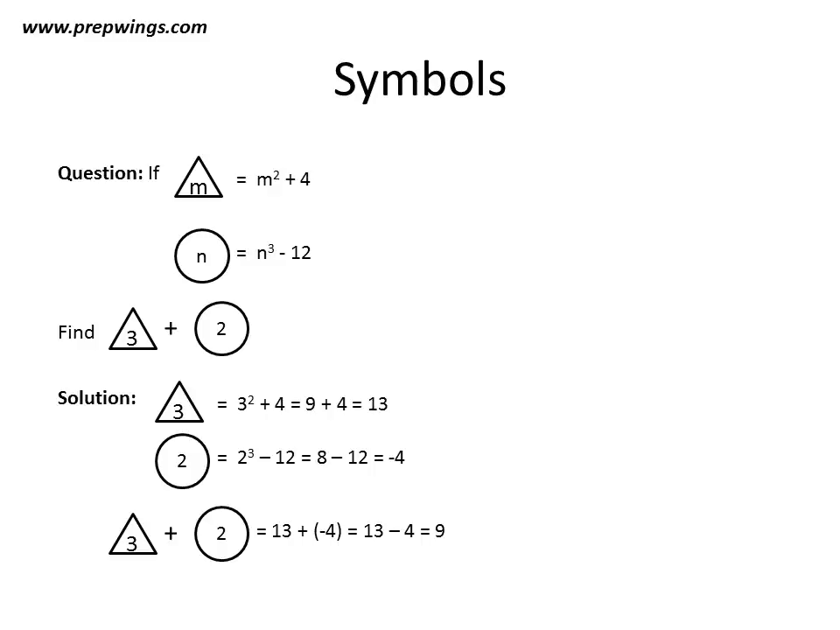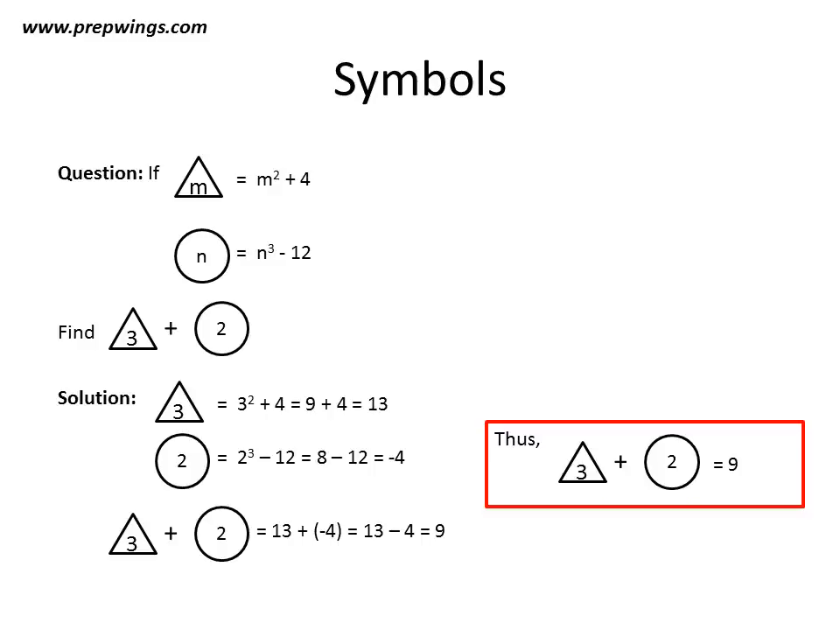Similarly, 2 inside the circle will be 2 cube minus 12, because n inside the circle is n cube minus 12. So 2 inside the circle will be 2 cube minus 12, which is equal to minus 4. Now 3 inside the triangle is 13, 2 inside the circle is minus 4. If I add them, I get 13 minus 4 is equal to 9. Thus 3 inside the triangle plus 2 inside the circle is equal to 9.